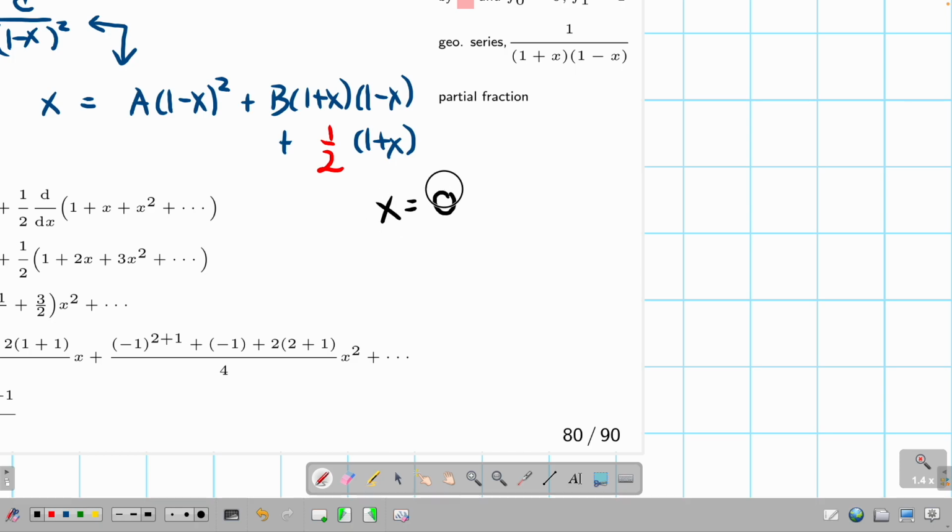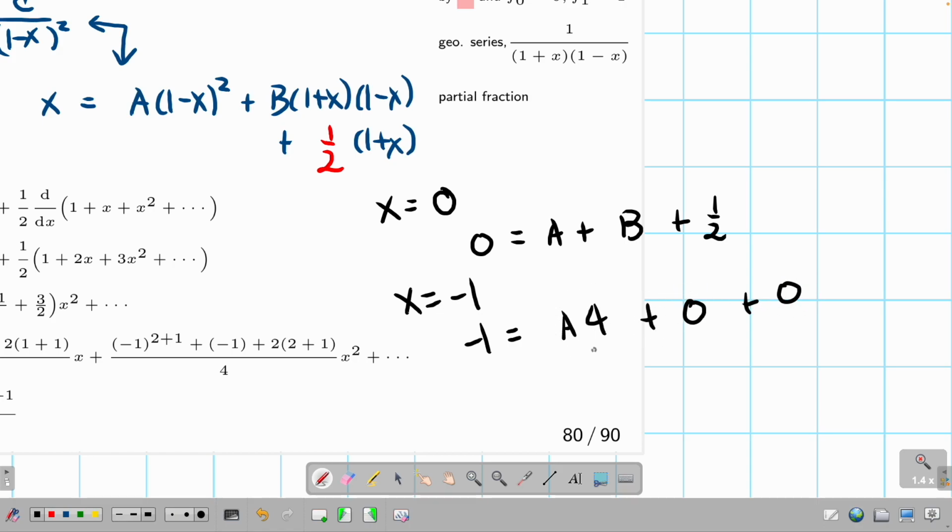So let's say x is 0. If x is 0, then we will have 0 equal to A plus B plus half, okay? So that means we have a relationship between A and B. Next, let's say x is -1, then -1 equals A times 4 plus 0, 0. So A is -1/4. So how do we get this? If x is -1, this is -1, so this is the -1. X is -1, so we have 2 squared, so that's why we have 4. If x is -1, this gives us 0. This guy died, so we have this thing. So therefore, A is -1/4, okay?